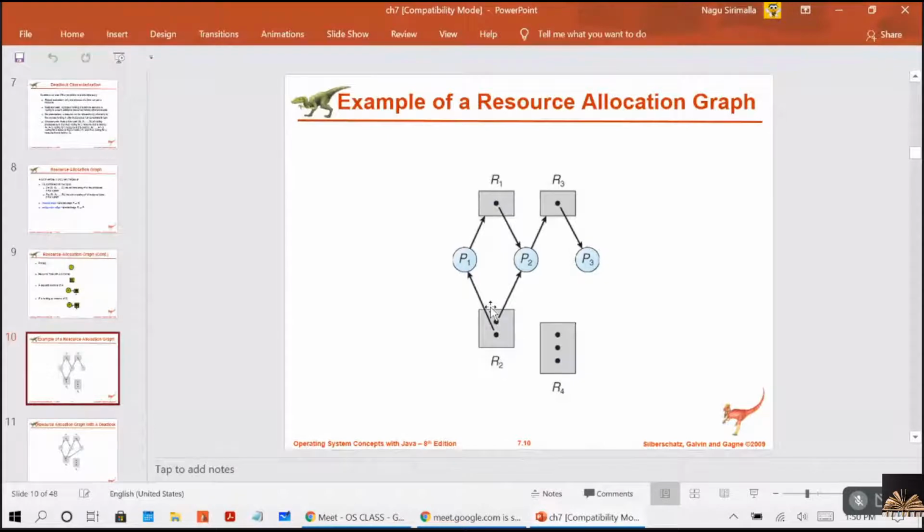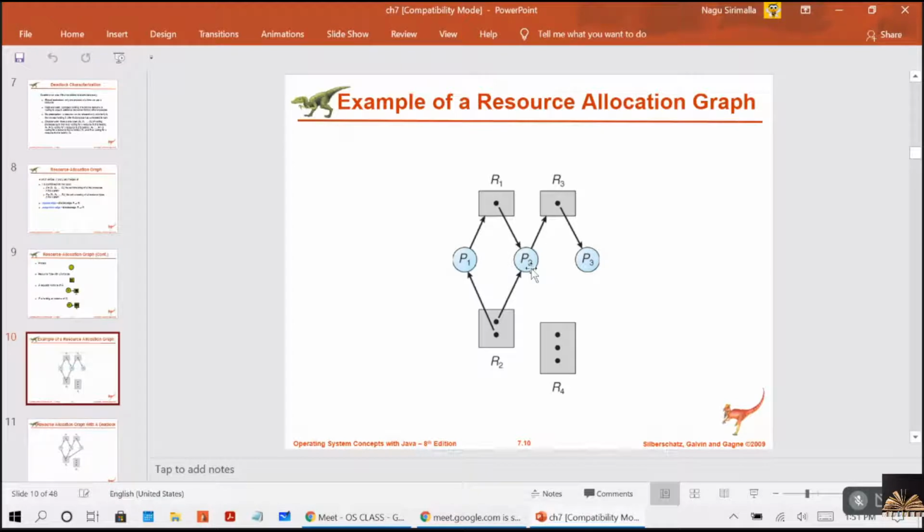Now listen carefully, I am explaining this graph. Here P1 is waiting for the resource type R1, and R1 is already given to P2. Right? And P2 is holding a resource and requesting the resource R3, which is already held by P3. Now, if you see the resource R2, I have two instances of R2, right? One instance is allocated to P1 and one instance is allocated to P2.